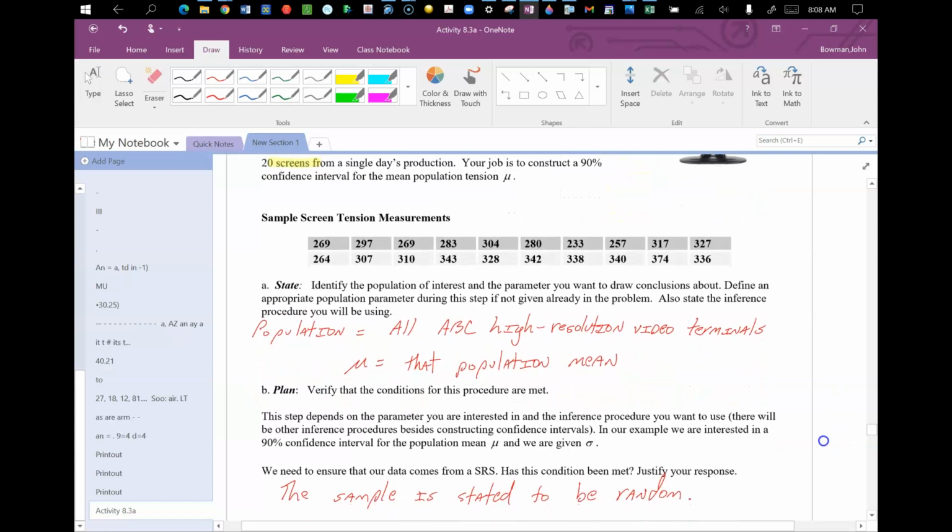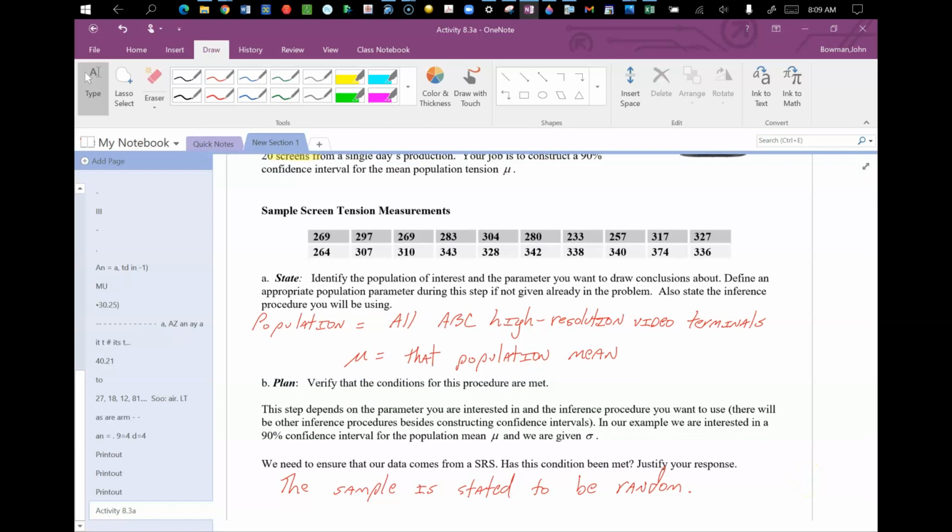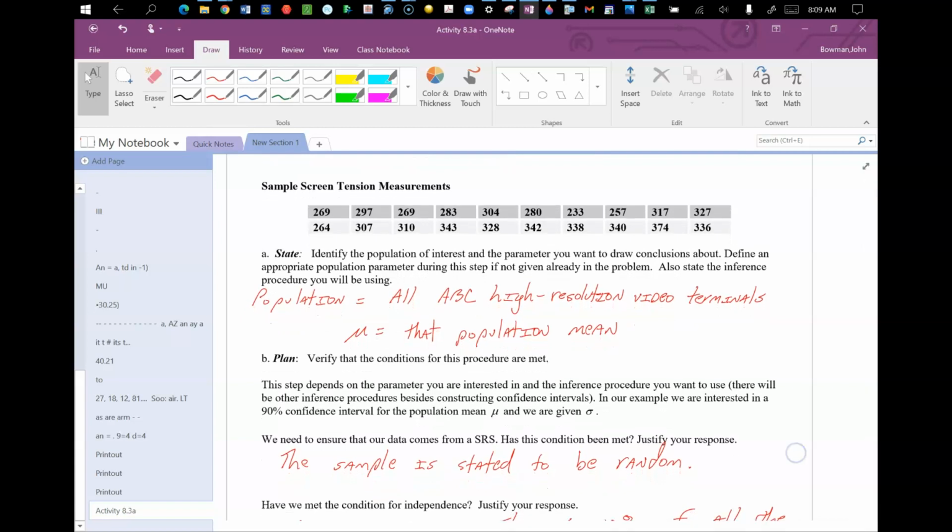It's stated. So when you're checking the conditions, do not write the condition name down and simply put a check next to it. If you do that, it will get marked wrong. We're not going to assume that, nor are the graders of the AP exam going to assume that you know the condition has been met simply by putting a check next to it. So in this case, a simple random sample was stated.